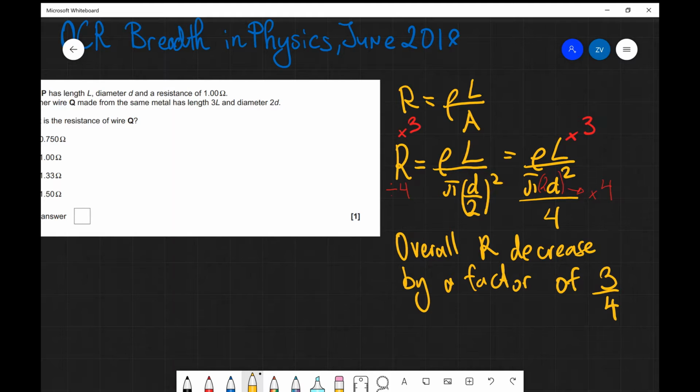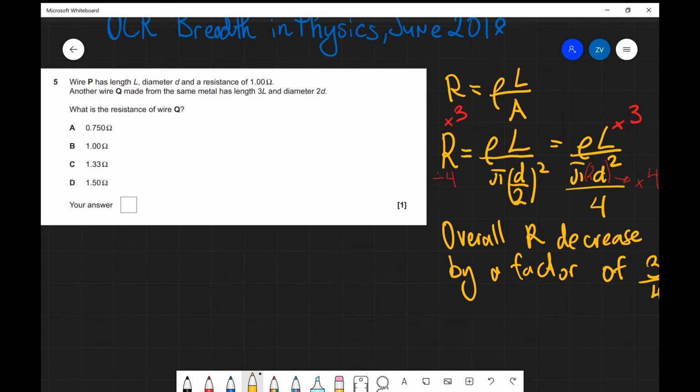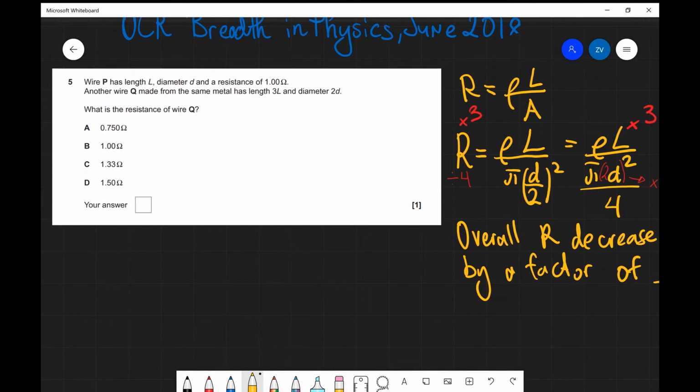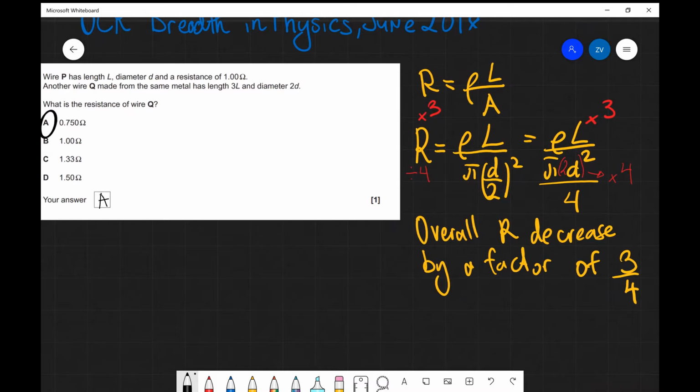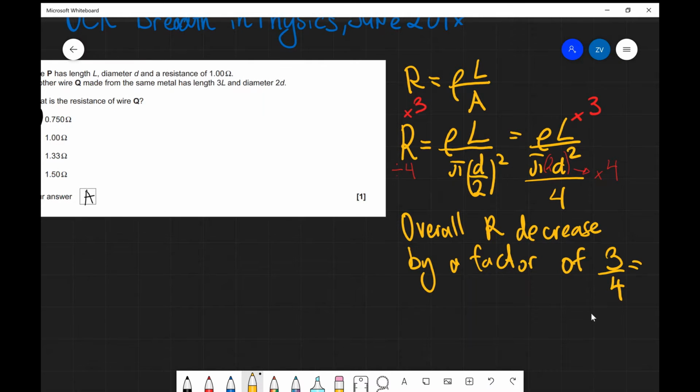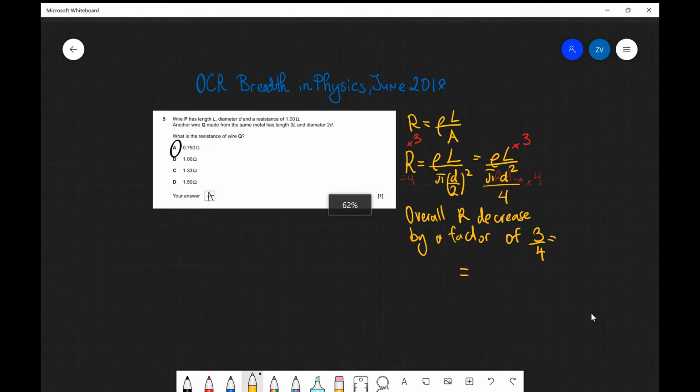The 3 comes from the length increasing 3 times. The 4 comes from the diameter increasing by a factor of 2, but then you're squaring it, so you're getting that factor of 4. So 3/4, which is 0.75. So the correct resistance for wire Q is going to be A. Just for completeness, I'm just going to say that 3/4 in this case is 0.750 ohms up to 3 significant figures.